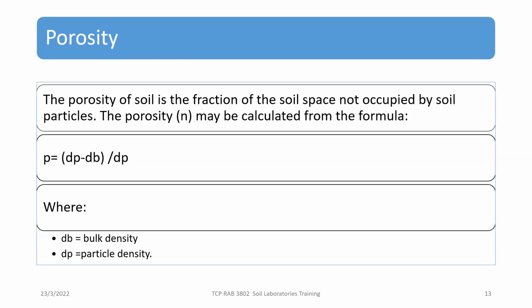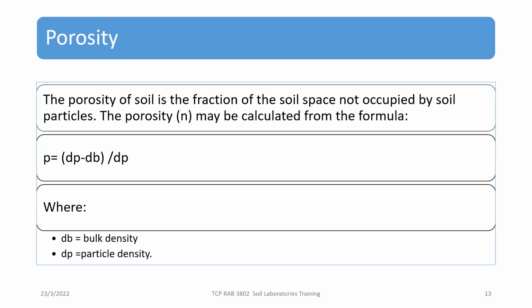Finally, as I said, the particle density and bulk density together as parameters influence the porosity. The porosity of the soil is the fraction of soil space not occupied by soil particles. It is occupied by air, and of course when there is water, this part of the porosity is filled with water.